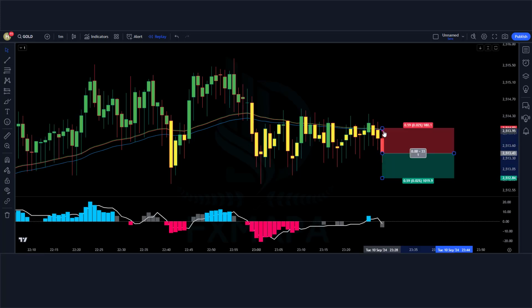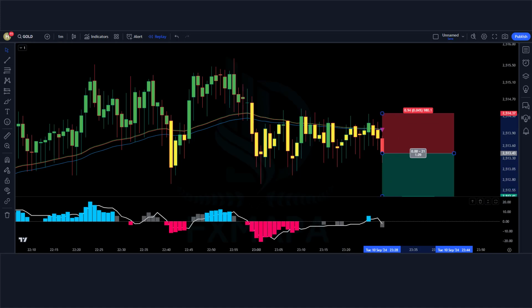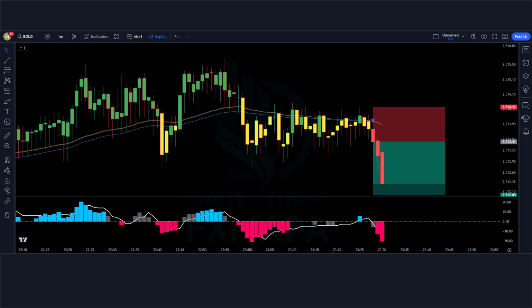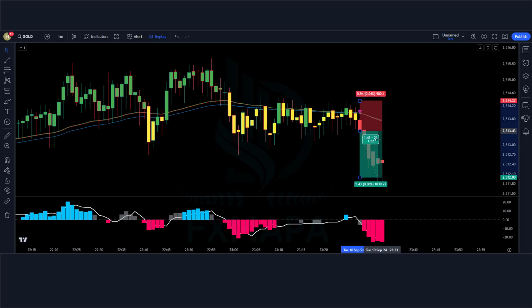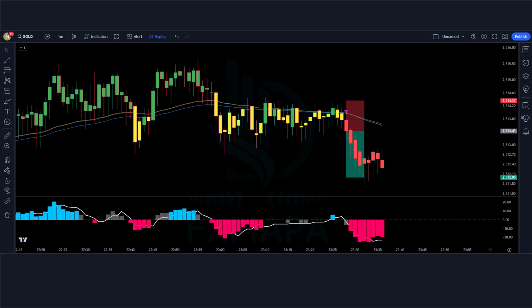Our stop loss will be placed at the previous market higher level. And the risk to reward ratio will be 1:1.5. Let's see what happens to our trade. We have won the trade. Wait for the next signal.